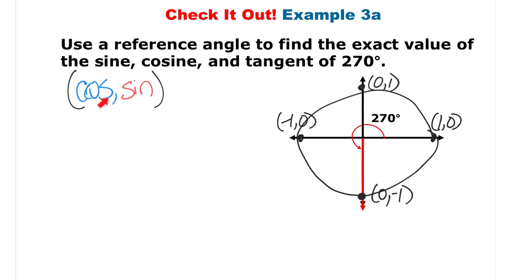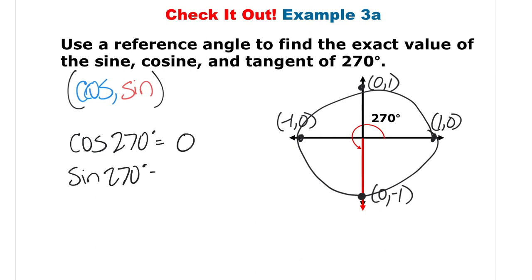Also remember that the cosine is your x value and the sine is your y value. So cosine of 270 degrees is just going to be 0. Sine of 270 degrees is going to be negative 1. And then remember that tangent is equal to the y over x values. And so that's going to be negative 1 over 0. We cannot divide by 0, so this is going to be undefined.